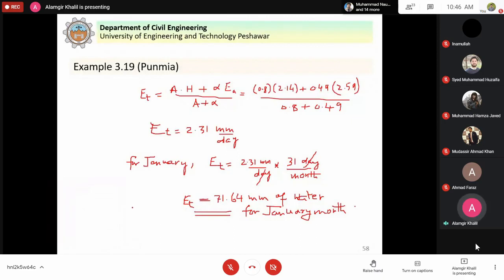So this is how we apply the Penman equation to estimate the evapotranspiration.